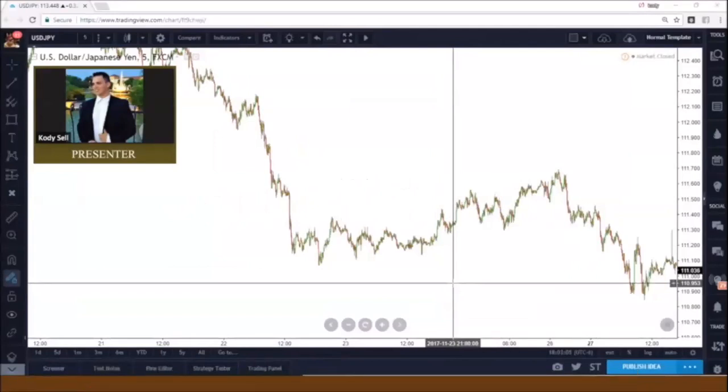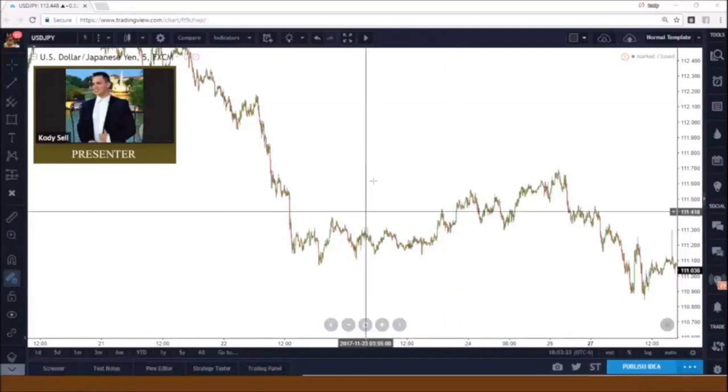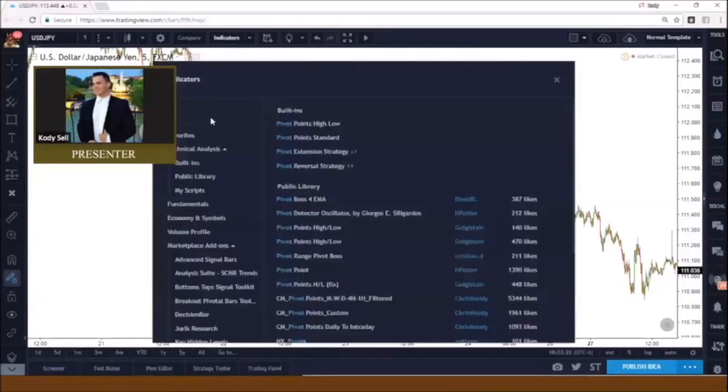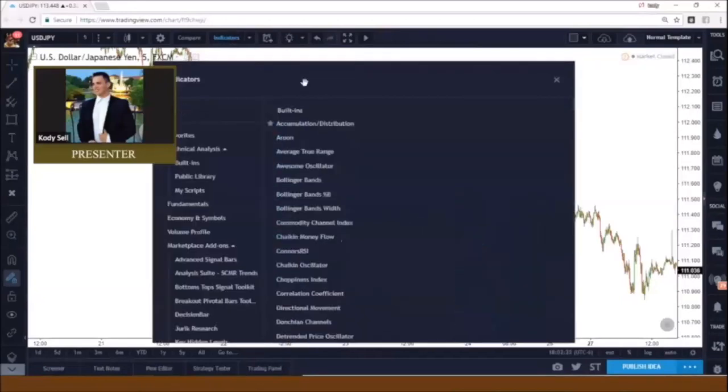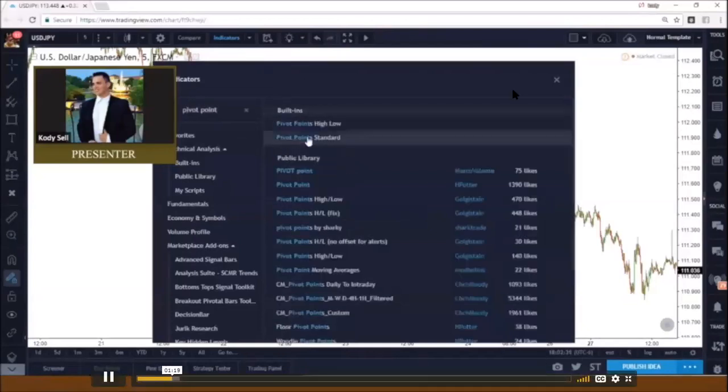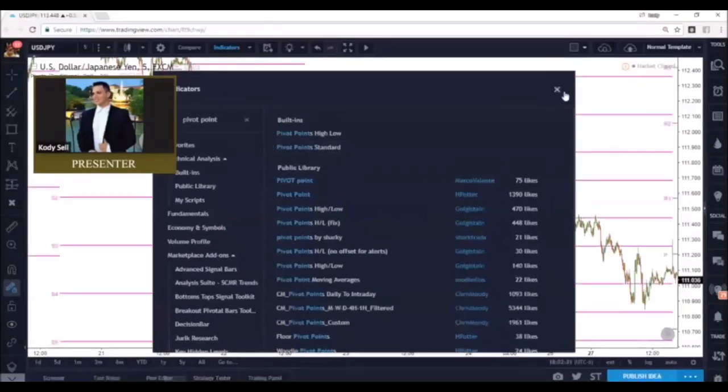Now, there are different types of support and resistance: horizontal, diagonal, and as you will soon learn, many different types. Pivot points are an indicator-based support and resistance, and I'm going to pull them up here. I'm going to go up to indicators, type in the search bar "pivot point," and pick Pivot Points Standard. You want the standard pivot points, and it's going to pull them up.